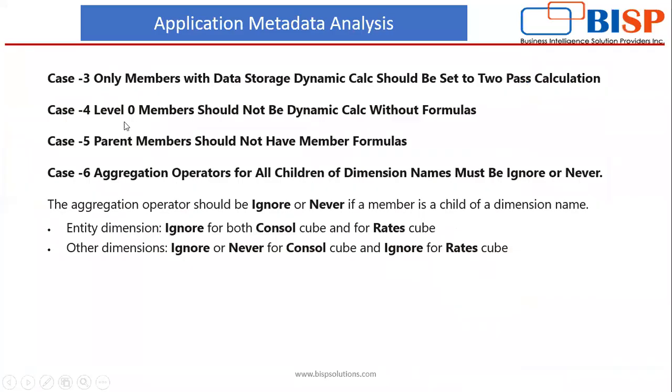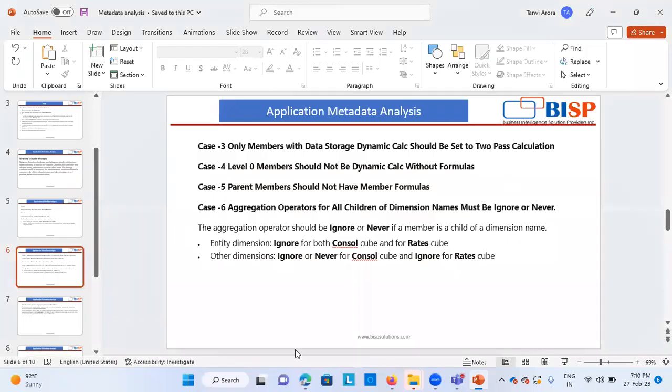Now let's see the fourth case. Level 0 members should not be dynamic calc without formulas. Basically, if you are not putting formulas at the 0 level members, then its property should never be dynamic calc. It can be dynamic calc with the member formulas. So let's see this case as well.